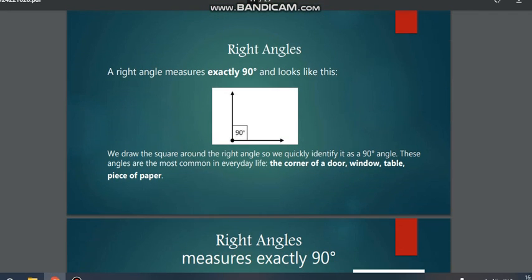Right angle. A right angle measures exactly 90 degrees and looks like this. So a right angle has only one measurement, and it's 90 degrees. We mark that it's a right angle with a rectangular mark. Notice that the symbol for a 90-degree angle is a small square at the vertex. A 90-degree angle is also called a right angle in geometry.